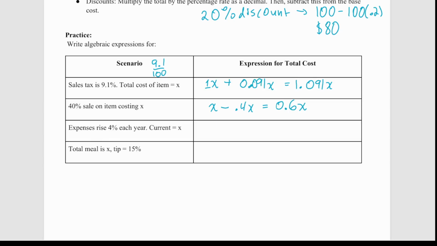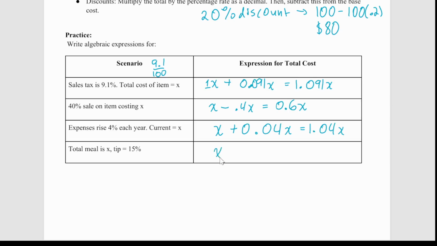For the next one, this is just wanting to know what the next year is going to look like. Technically, if you were going to do an expression about every year going forward, that would look a little bit different. But just for the immediate next year, there's the current amount that the expenses was, which was x, but then we're going to add, because it says rise, 0.04x, because 4% as a decimal is 0.04. Now again, we can add like terms, 1.04x as our final answer. Go ahead and try this next one yourself before I go through it.